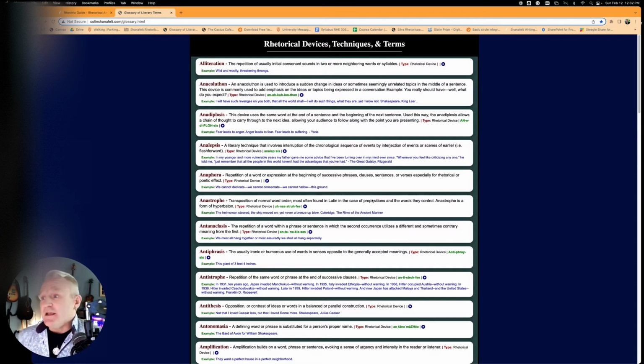The first one is alliteration. This is also used in literature quite a bit, but it is the repetition of consonant sounds. So you would think of the sunshine soldier, and the sunshine soldier will shrink from the service of his country. All those S's, also called sibilants. Here we have wild and woolly, threatening throngs.